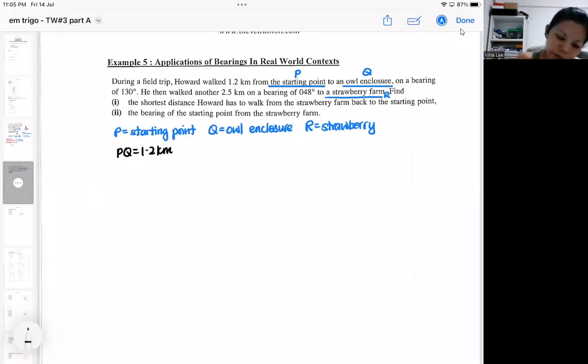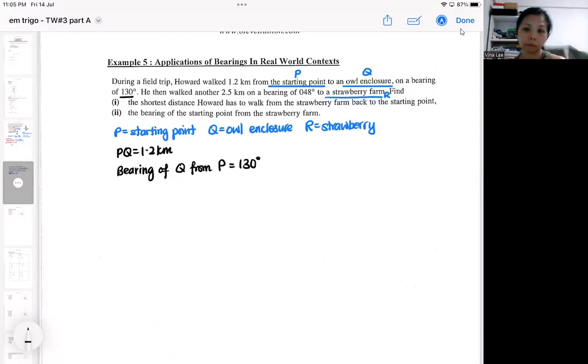Another piece of information will be about the 130 degrees. So the 130 degrees will be the bearing of the hour enclosure. That means the bearing of Q when he started from the starting point is actually 130 degrees. That means from the starting point, he will walk in the direction of 130 degrees. So that is another piece of information.